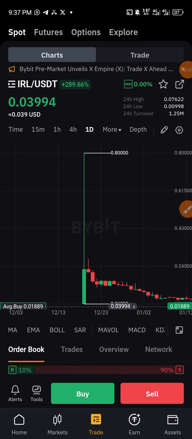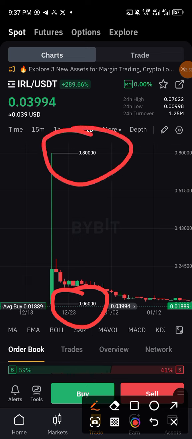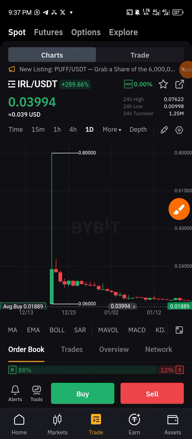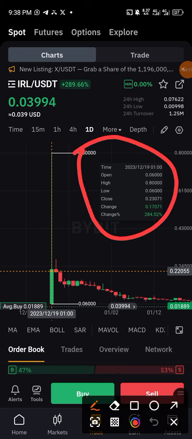But should you want to dive into this game again, watch carefully. Look at the direction and study the direction carefully. This coin was launched at 0.06. It took its maximum high of 0.8 and returned again to where? Let's see. It returned again and took its low at 0.06. Its high at 0.08. Its open also at 0.06. Look at this carefully.